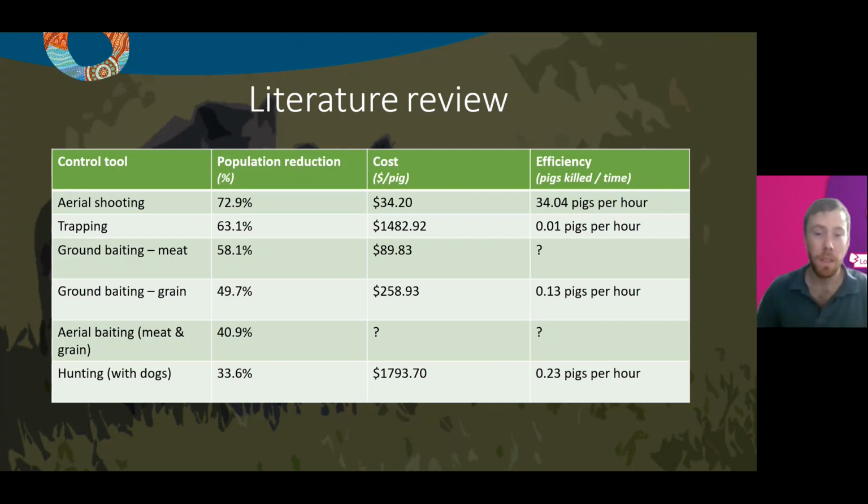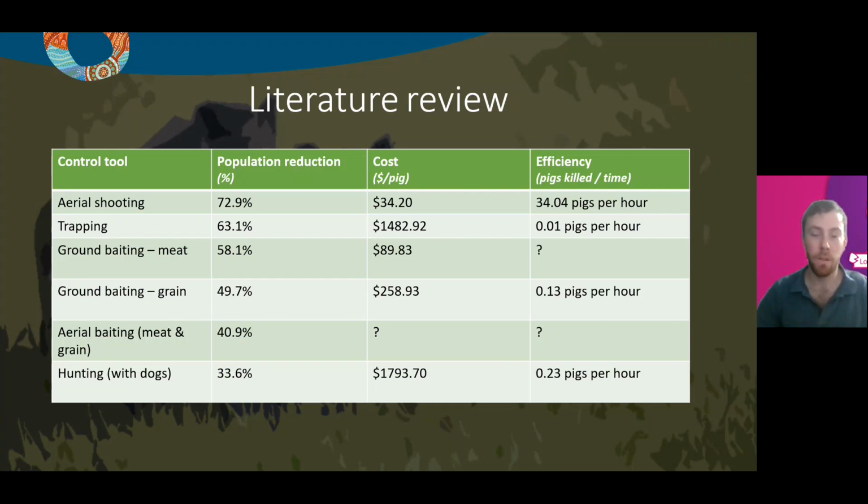The other thing with efficiency is that it's often recorded initially, and as control programs progress, the amount of effort required increases exponentially, and the efficiency will go down. Santa Cruz, for example, an island off the California coast, had an eradication program for pigs there.